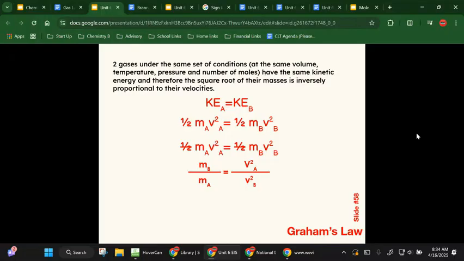I'm showing you how we're getting this formula. We're going to put it in a formula like that. But this is still what? Squared. So, we need to take the square root of both sides, top and bottom. So the square root of the mass of B over the square root of the mass of A is proportional to the velocity of A over the velocity of B.